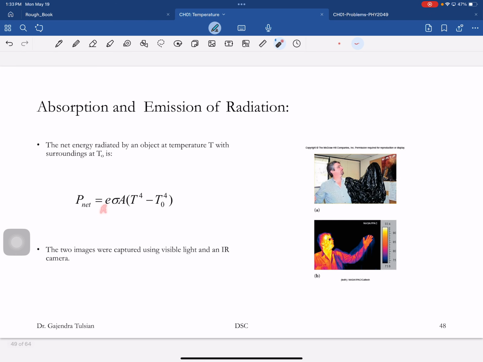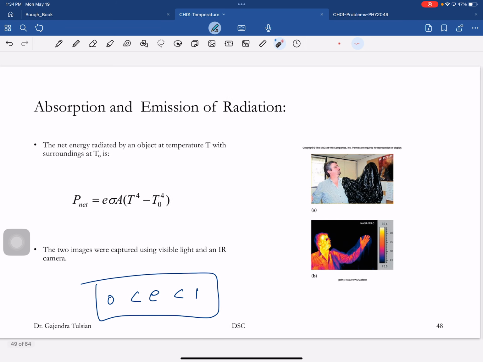This number, emissivity, is between 0 and 1. If it were 1, it would be a perfect absorber and perfect radiator. It will be 1 if you shine any radiation on it and it absorbs all of it. And it would be 0 if you shine radiation on it and it doesn't absorb anything. It's a perfect reflector. There's no such thing, so emissivity is between 0 and 1.